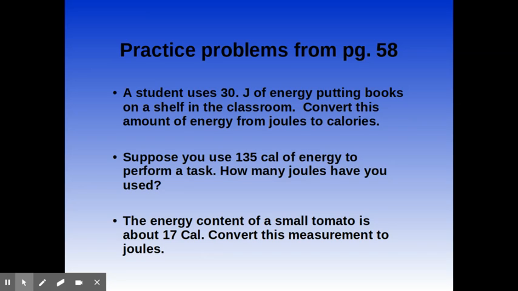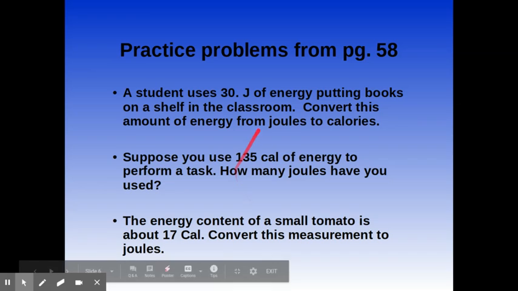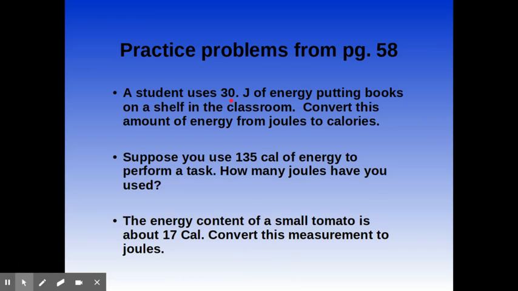So a student uses 30. joules. Now, note that decimal. That's important. That decimal makes this a significant zero. So I got 2 significant figures. It's not just around 30 joules. It's exactly 30 joules. So that means my answer to this problem should have 2 significant figures in it.